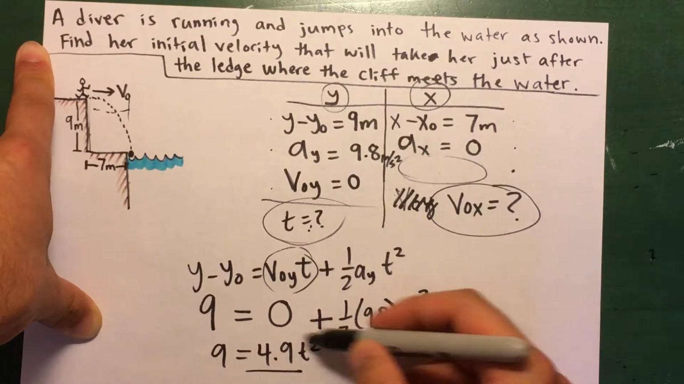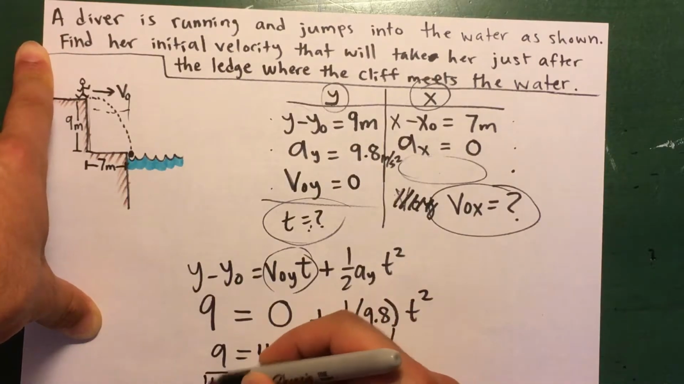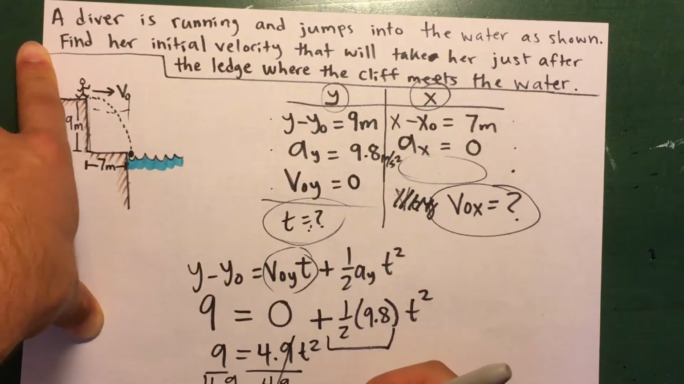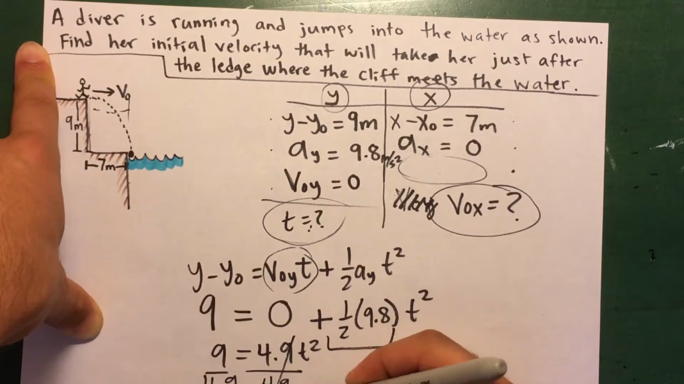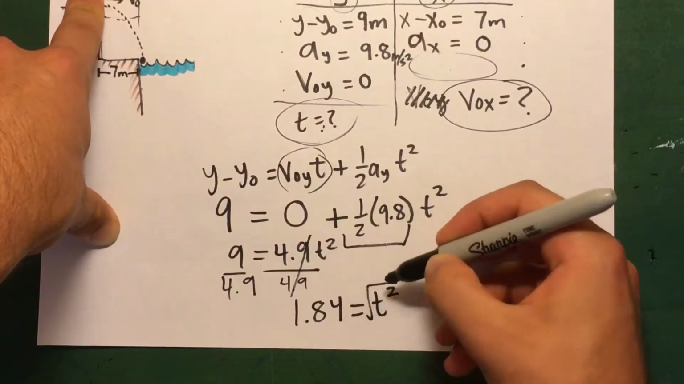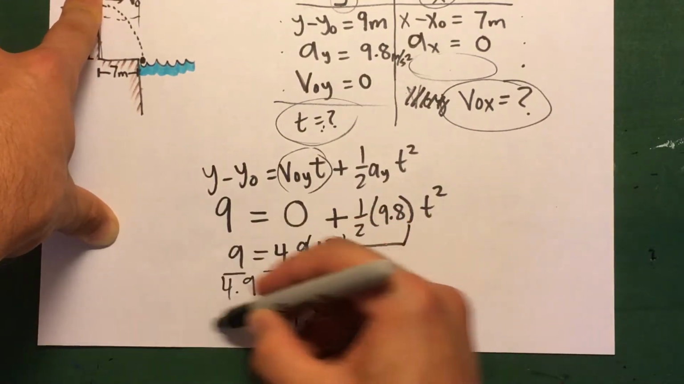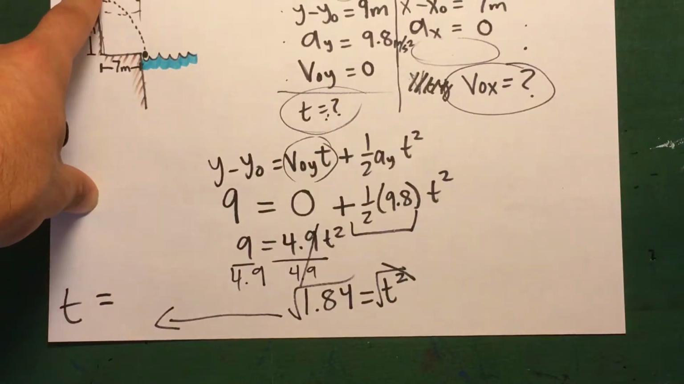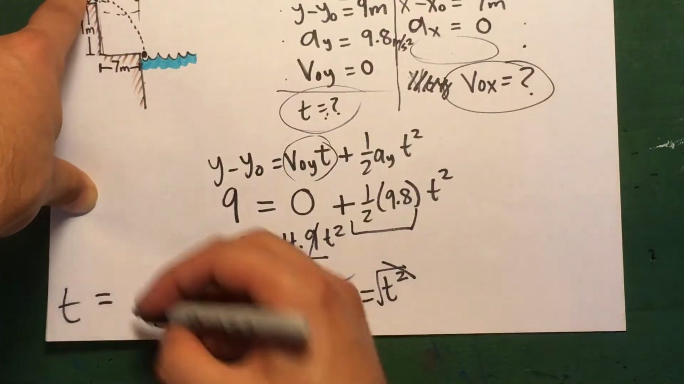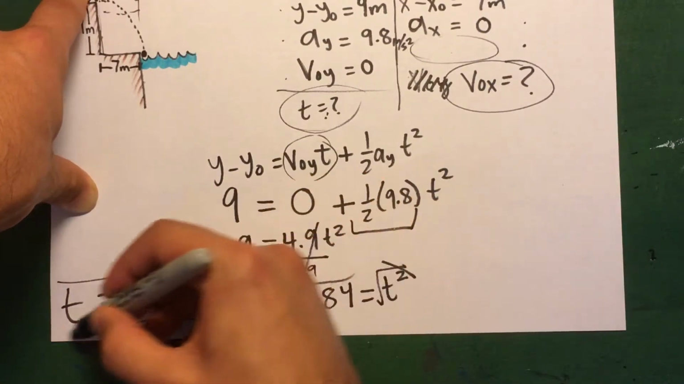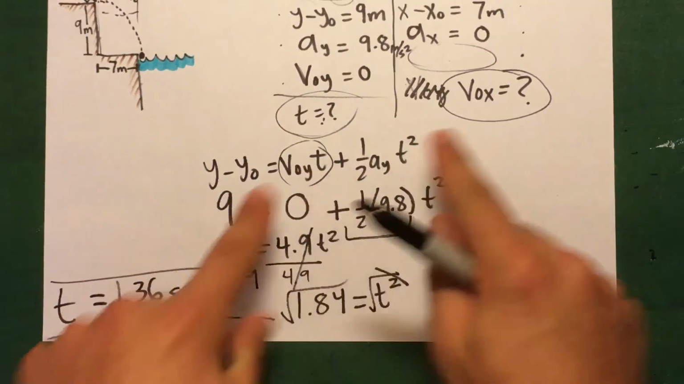We divide both sides by 4.9 to isolate t squared. Using the calculator, 9 divided by 4.9 is 1.84, so 1.84 is equal to t squared. Taking the square root, t is equal to the square root of 1.84, which is 1.36 seconds. So that's time, and now we can use this time in x.